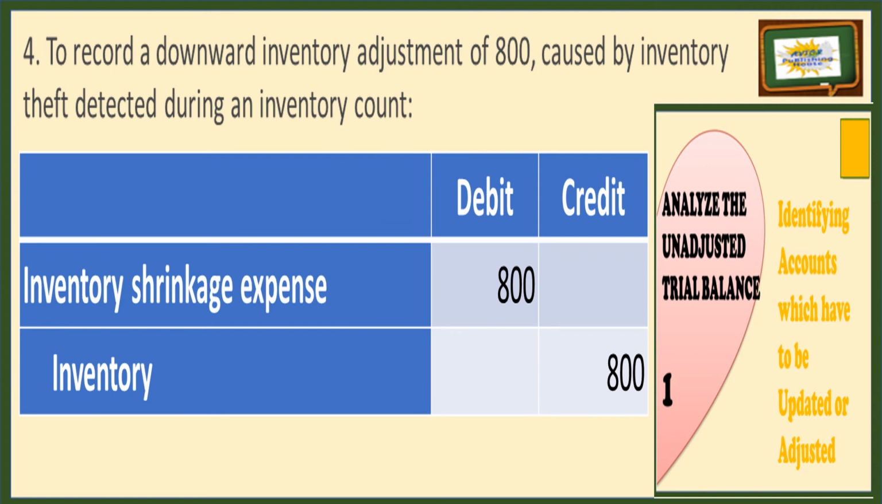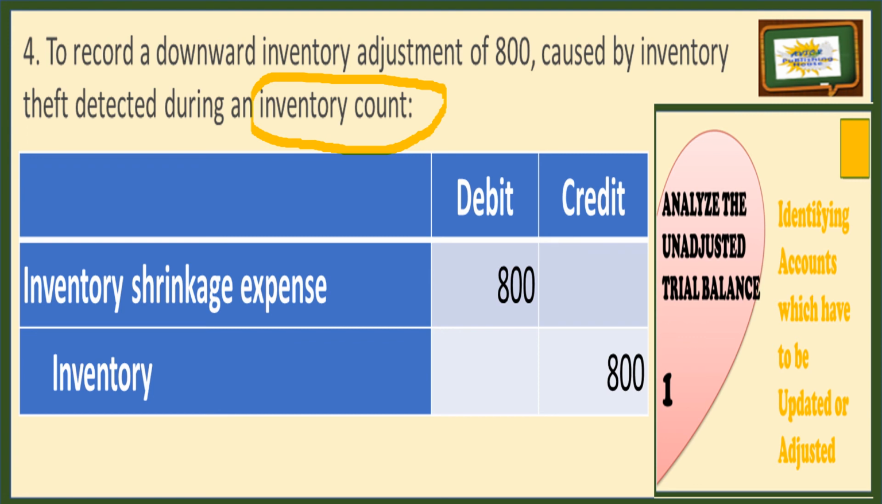Okay, the next transaction is to record a downward inventory adjustment of 800 caused by inventory theft detected during an inventory count. So take note that there is also an inventory count in the perpetual inventory system. But the purpose of the inventory count is not to set up the cost of goods sold or the ending balance of the inventory, but to reconcile the records per books and the actual number of inventory. So this is more of an audit purpose rather than a reporting purpose.